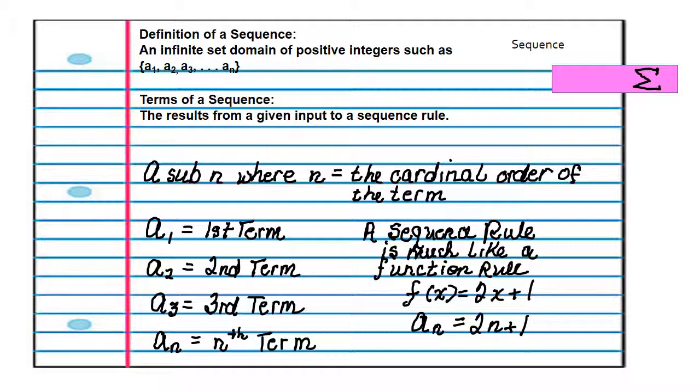The definition of a sequence is an infinite set with a domain of positive integers, such as first term, second term, third term, on to infinity. The terms of the sequence are the results from a given input to a sequence rule. The way we say this is A sub n, where n is the cardinal order of the term. So going down the list here, A sub 1, first term, A sub 2, second term, A sub 3, third term, and so forth. A sequence rule is much like a function rule, f of x equals 2x plus 1. In this case, we're just going to say a sub n equals 2n plus 1. Are you seeing a connection here?